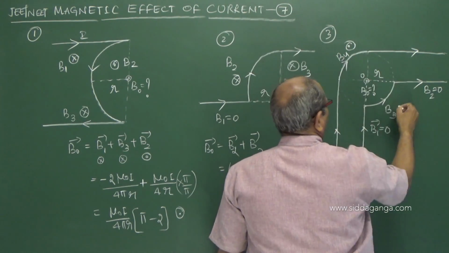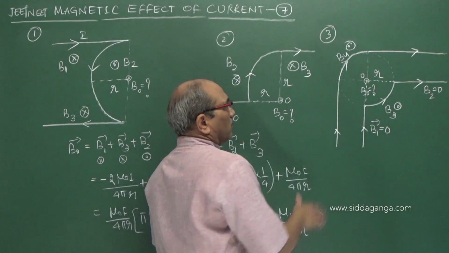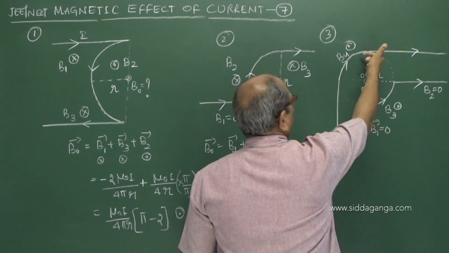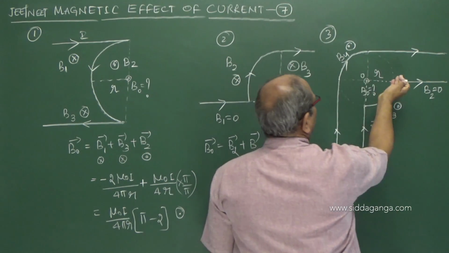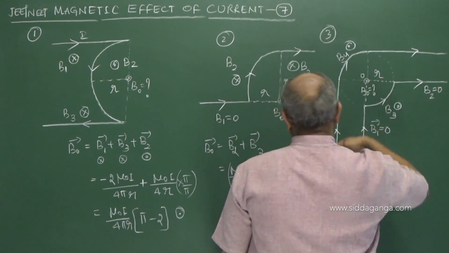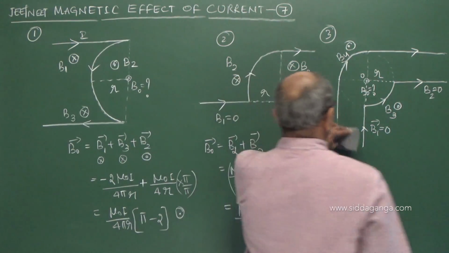Both are out of the board because current is anti-clockwise. Current is anti-clockwise, and in this, let us make the current reverse, better to have here.